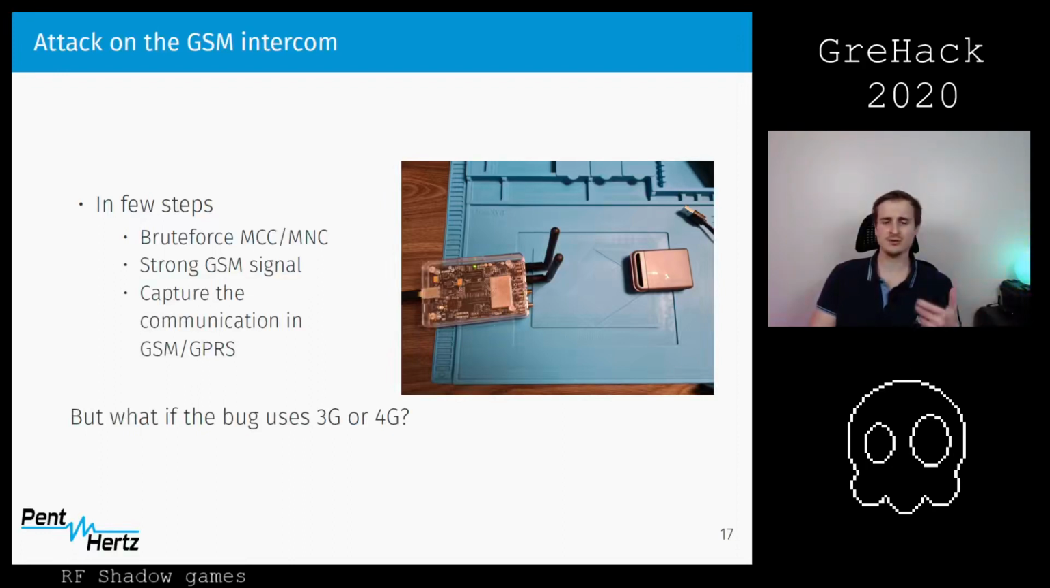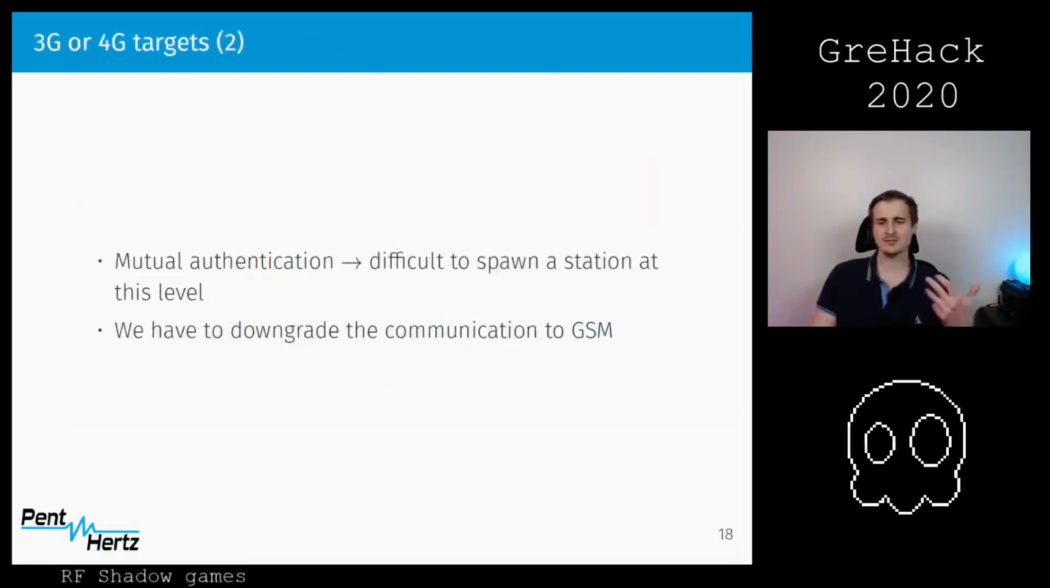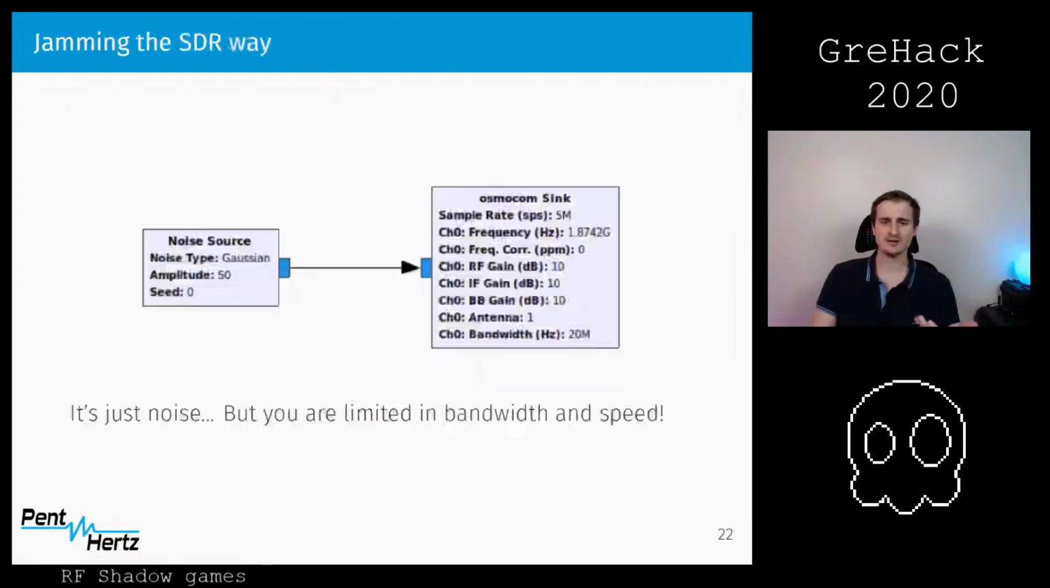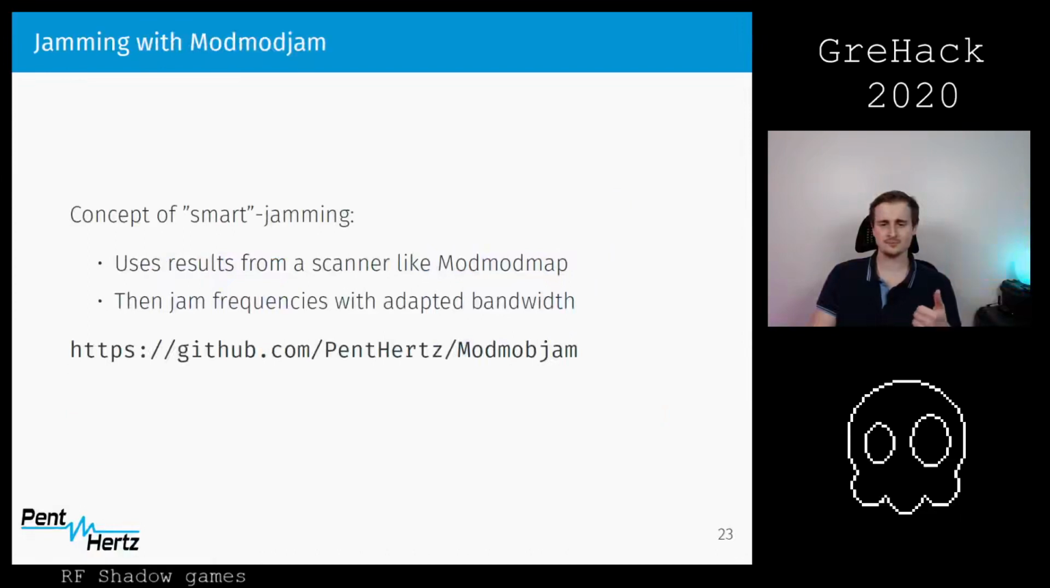But what if the bug uses 3G or 4G? If the bug uses 3G or 4G, there's also a way, because we know there's some mutual authentication with 3G or 4G. So we can try to downgrade the communication to GSM by using some jamming. We can use, for example, a jammer like that or like that, or a jammer using SDR, which is very easy to use. I have also released some tools that allow you to map a lot of GSM base stations and then jam them in order to downgrade the communication of one specific device to UBTS.